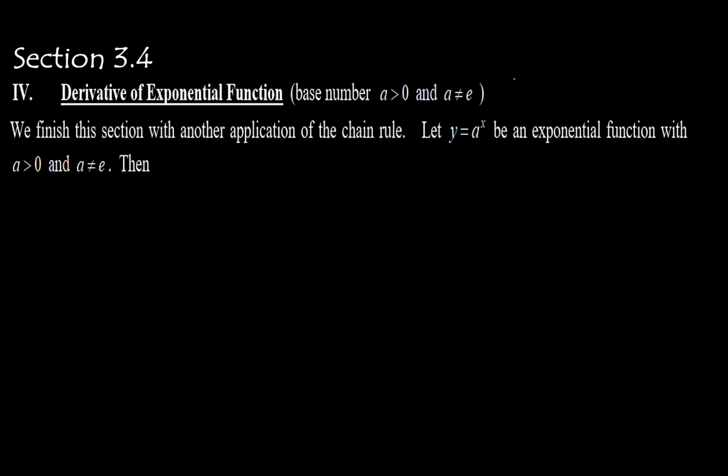So we already know the derivative rules for e to the u. We know that the e to the u just goes along for the ride, and then we take the derivative of u with respect to x. But what if we have this a to the x, okay? So where a is not equal to e.